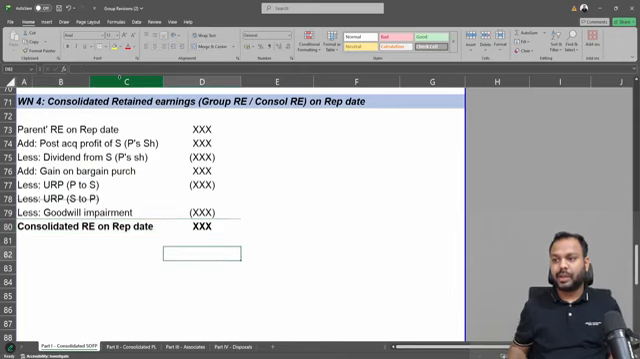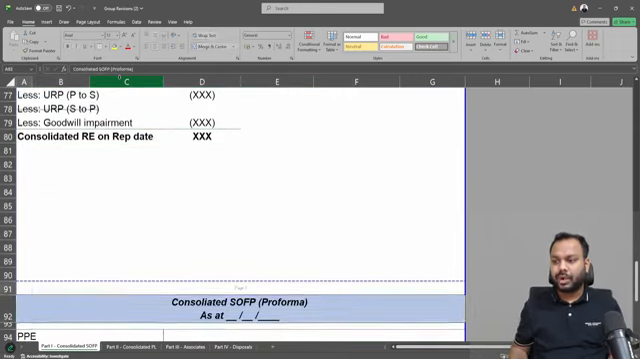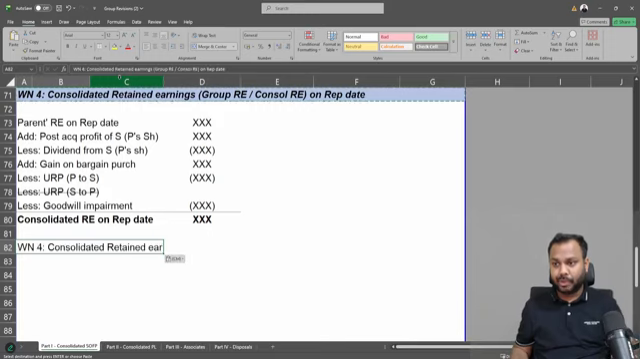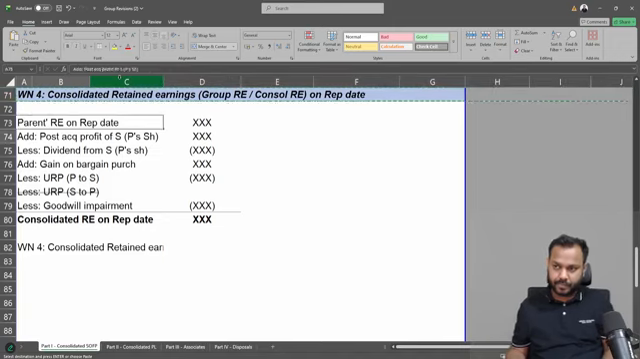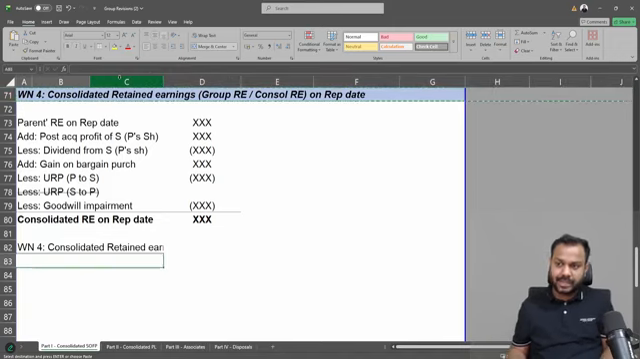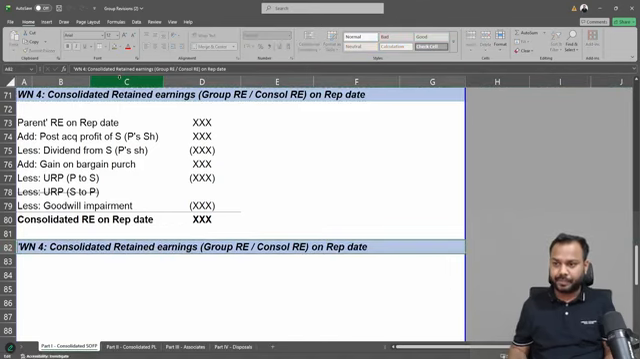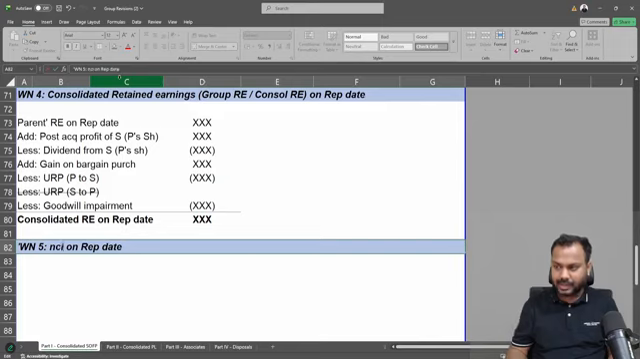I believe it is clear to all of you. Now we have to compute one more thing: NCI. We have to compute NCI on reporting date.